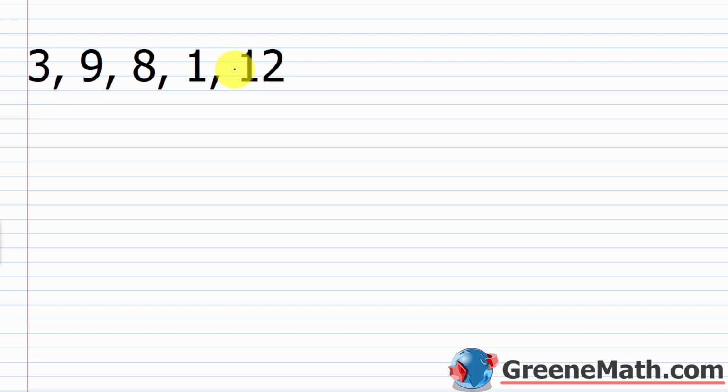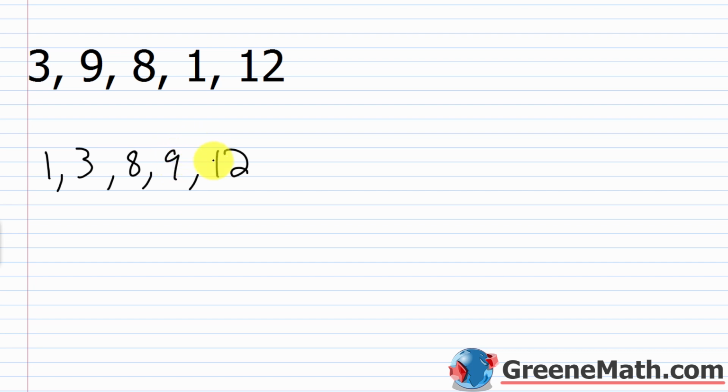So again, the first thing you would do is arrange the numbers from smallest to largest. So I'd start out with 1, then 3, then 8, then 9, and then 12. Okay, so the smallest number goes all the way to the left, and then the next smallest, the next smallest, and then finally we get to the largest value.